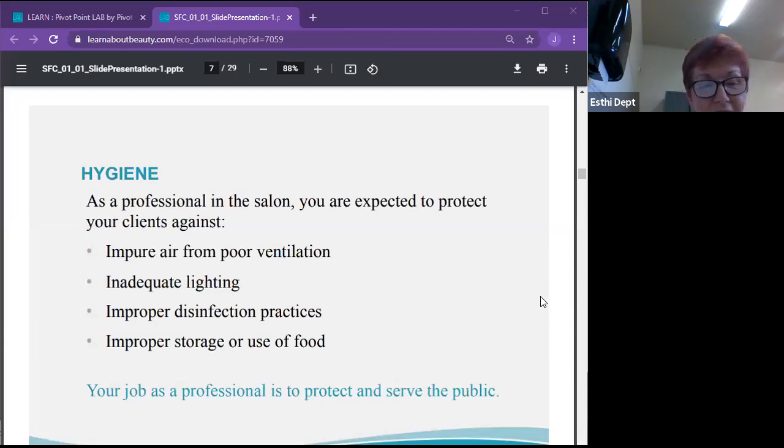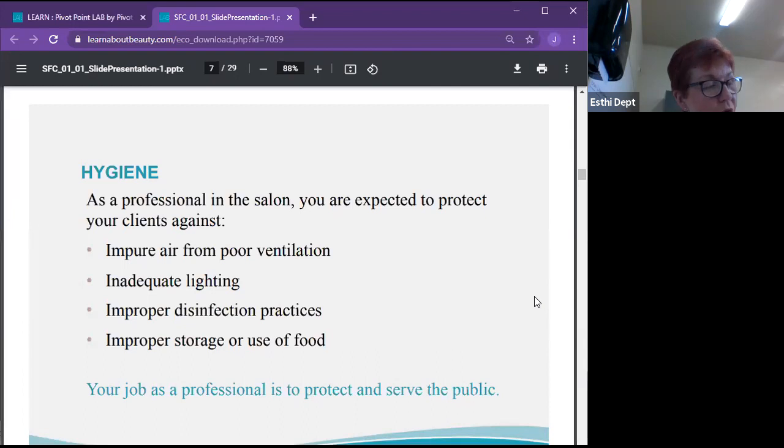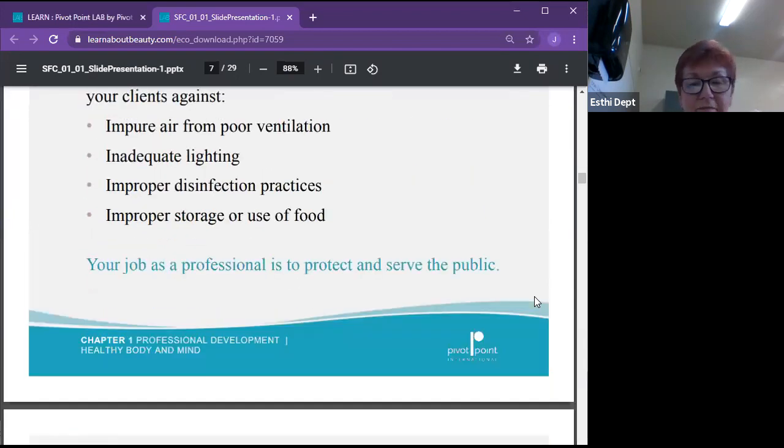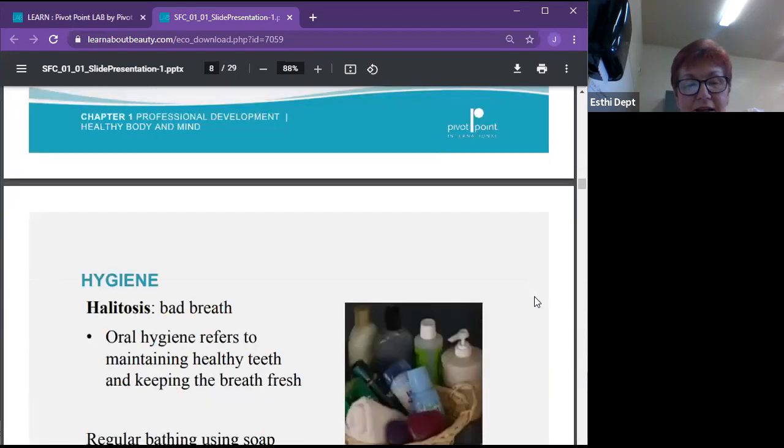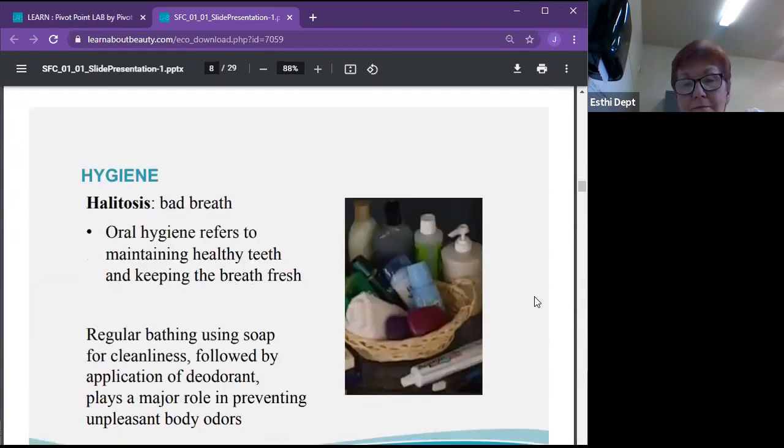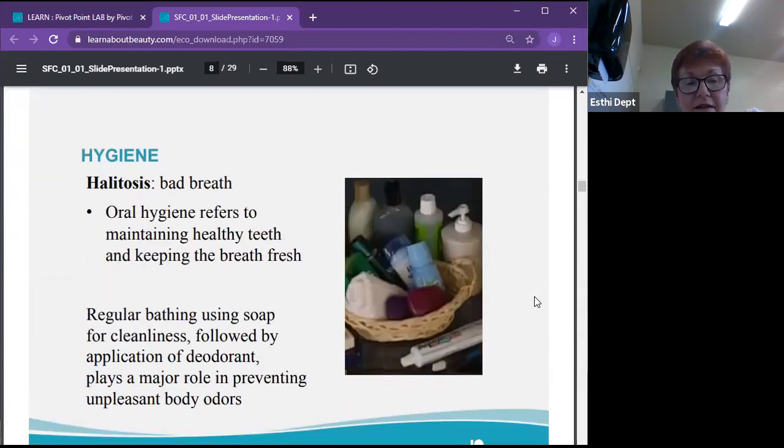All right. I'm going to move on to oral hygiene. Okay, and this basically, we're talking about bad breath, which is also known as halitosis. Okay, oral hygiene refers to maintaining healthy teeth and keeping your breath fresh. Okay, regular bathing, using soap for cleanliness, followed by the application of a deodorant, plays a major role in preventing unpleasant odors. Some of us do not have the luxury of using deodorant as an extra, oh, I don't really need it. We all need it.